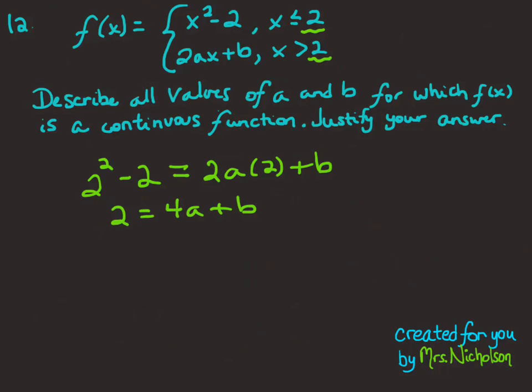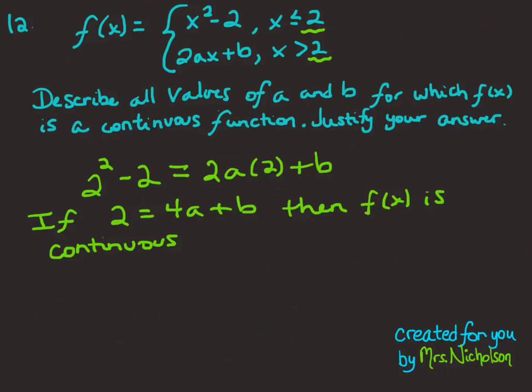Now this is a little awkward because we've got two variables here, but I only have one equation. I can't actually find values for a and b because there's a lot of values that I could plug in here that would make this equation true. And so this is going to be my answer. If 2 is equal to 4a plus b, if I have any combination of a and b that makes that equation true, then f of x is continuous, which is what we wanted to make true.